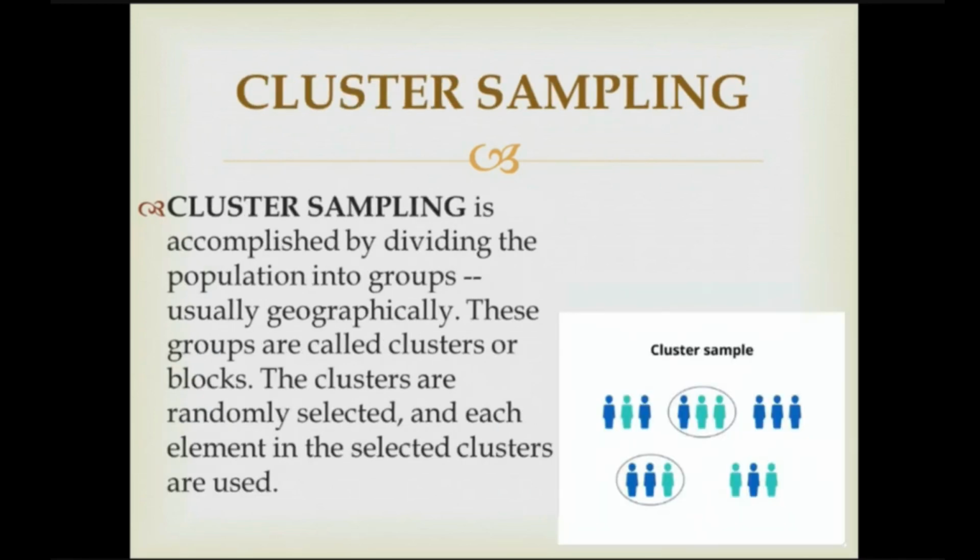Second is cluster sampling. Cluster sampling is accomplished by dividing the population into groups, usually geographically. These groups are called clusters or blocks. The clusters are randomly selected, and each element in the selected clusters is used.